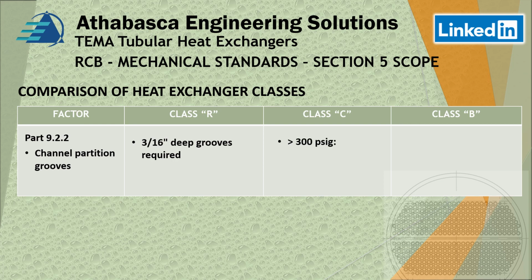Now, for Class C, the difference between C and R is that the rules only apply for pressures greater than 300 psi. Channel covers shall be provided with approximately a 3/16 inch groove, or it allows you some flexibility with a suitable means of holding the gasket in place. And the rules for Class C apply to Class B.